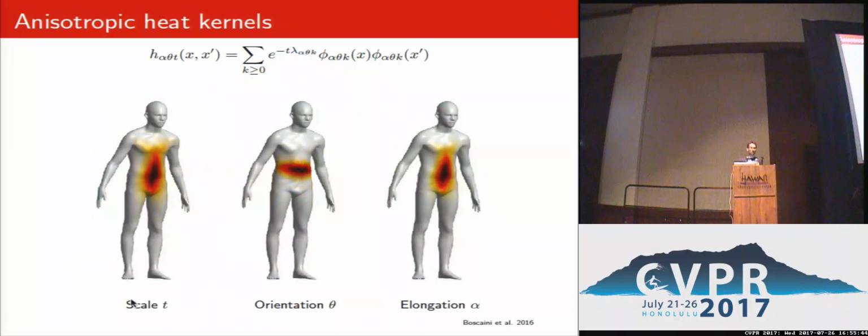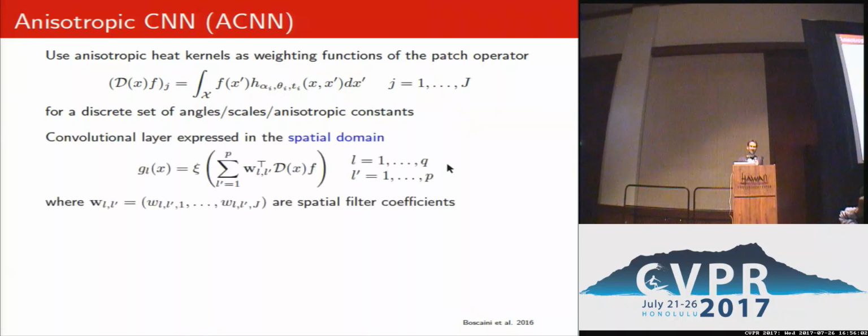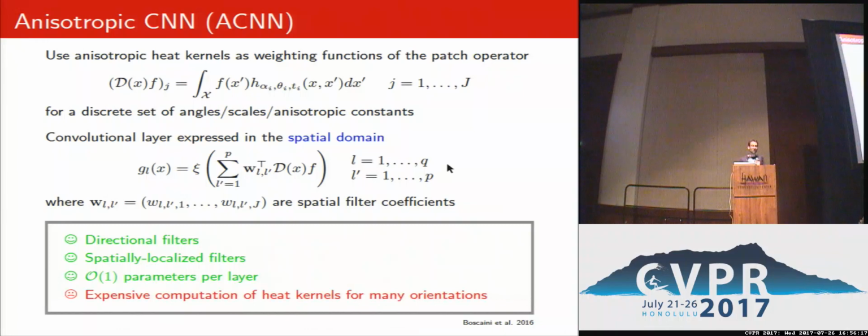Okay, and we can define heat kernels as before. And basically now the heat kernel has three parameters. It has the scale, basically the size of the blob, the orientation, and the elongation. Okay, and we use these anisotropic heat kernels as weighting functions for our patch operators. This allows us to define local patches, as we've seen before with geodesic convolutional neural networks. Again, these filters are directional, spatially localized, and have only order of 1 parameters per layer. Unfortunately, the computation of the heat kernels, at least the way that we did them in the paper, is expensive, because we also need to account for many different orientations.